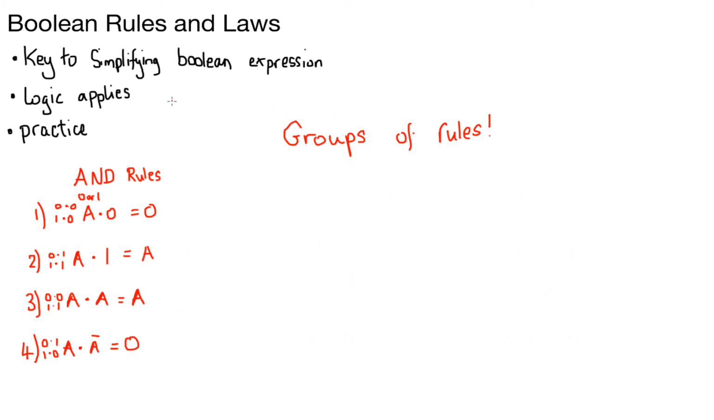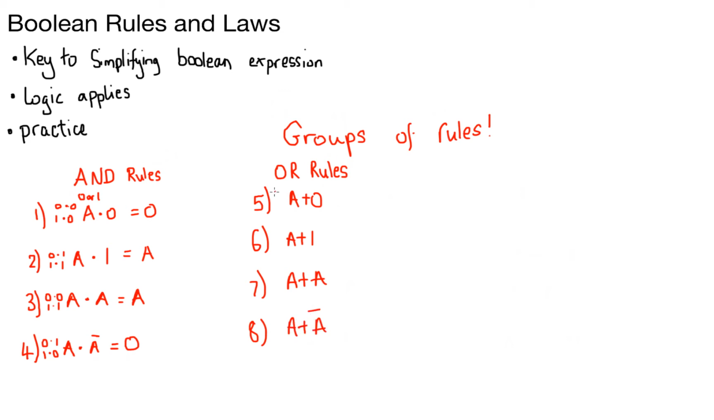For my second set of rules, you need to remember the OR truth table because these are my OR rules. The OR truth table dictates that any one of my inputs that has a 1 will return 1. So let's have a look at our OR rules. Number 5 is A or 0. Number 6 is A or 1. Number 7 is A or A. And number 8 is A or not A. Now don't forget again that A can be 0 or 1.